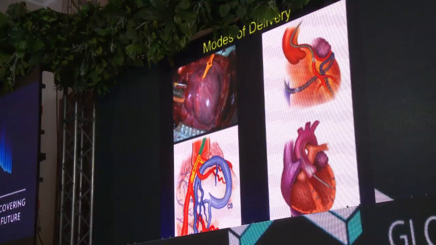So over the years, we've looked at different modes of delivery. How do you deliver the vectors to the heart? You can do an open heart bypass procedure where you have things under control, antegrade, retrograde, obviously very invasive. You can do a retrograde injection through the coronary sinuses, like you see here. And you can do a direct injection into the myocardium.